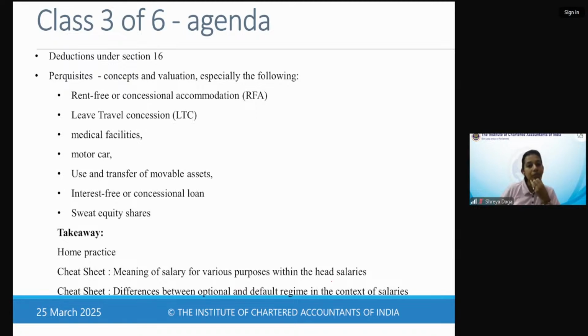Cheat sheet for what? Because by the time you have done all this, you will be thoroughly confused. Ma'am, salary is like Ravan.